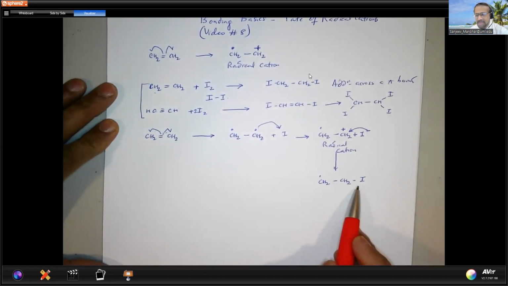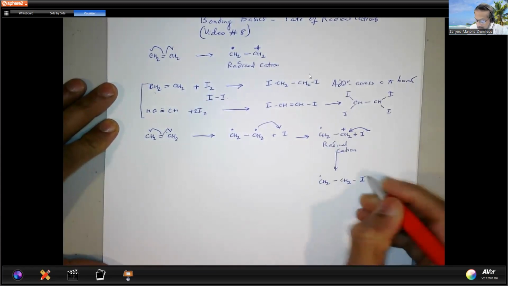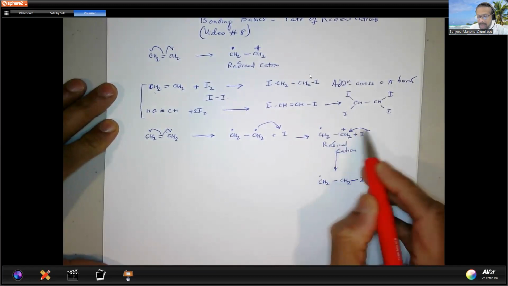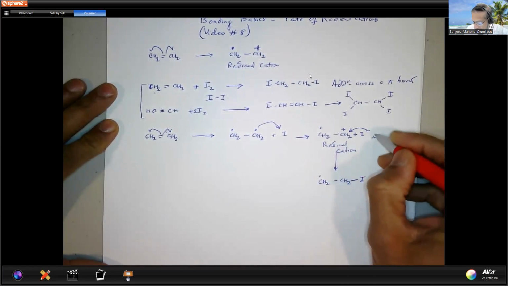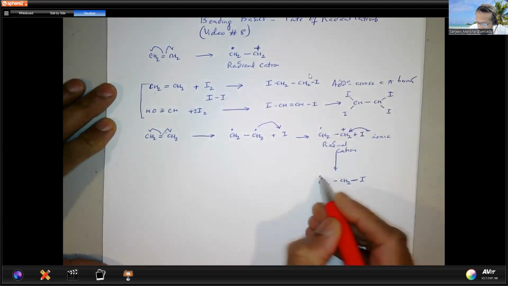That's one possibility. There's a plus and a minus, so they can just couple to give you a covalent bond. This is an ionic bond. Plus minus is an ionic bond, right? The bond is ionic here. This is covalent. So they've got another dot here.